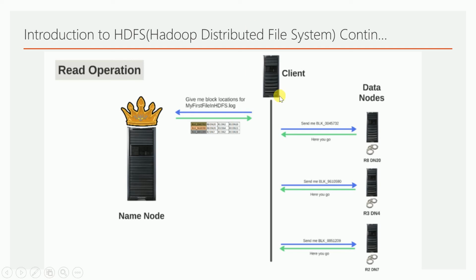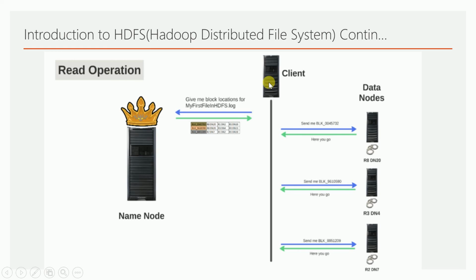So what does the client do? The Java program gets the block information, and it has to connect to one copy of each block. Totally we have 3 blocks, and each will have 3 copies, so you will have 9 block information. For each block, it has to get one copy, so it goes and gets the nearest data node where one particular copy is stored.